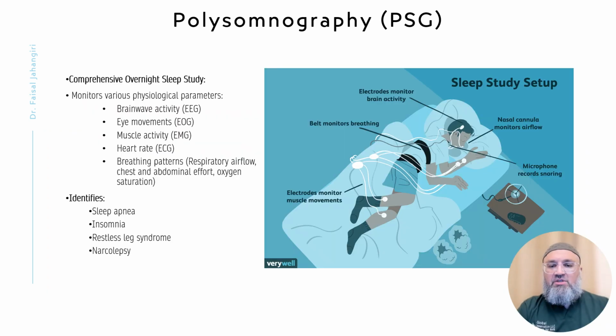So this is a patient sleeping during the sleep study, and we have multiple monitors attached to this patient. We are monitoring brain activity by EEG, eye movement by EOG, and muscle activity by EMG. We are also monitoring electrocardiography for heart rate. We are also monitoring the breathing pattern by respiratory flow, the chest movement, the abdominal movement, and the oxygen saturation by pulse oximetry. This is done to identify sleep disorders, which could be sleep apnea, insomnia, restless leg syndrome, or narcolepsy.